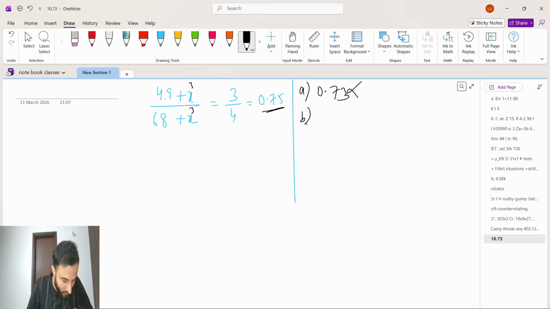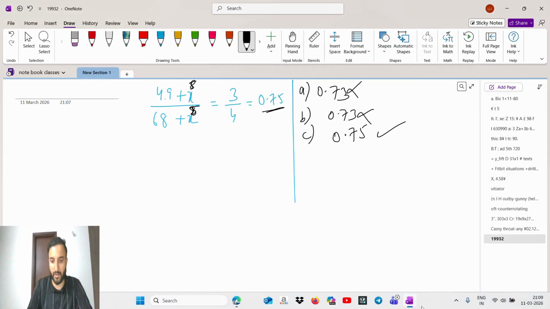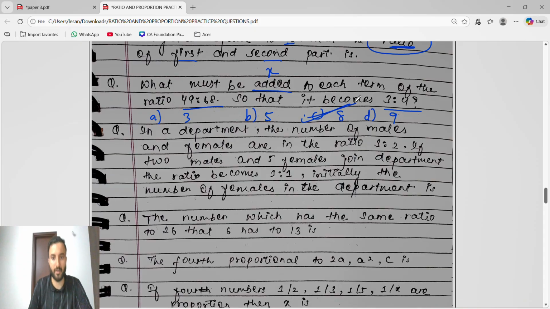Second is 5. So 49 plus 5 is 54, and 68 plus 5 is 73. We get 0.73 again, but we want 0.75, so no. Then the third option is 8. 49 plus 8 is 57, and 68 plus 8 is 76. 57 divided by 76, yes, exactly, we are getting 0.75. So option 8 is the correct answer.